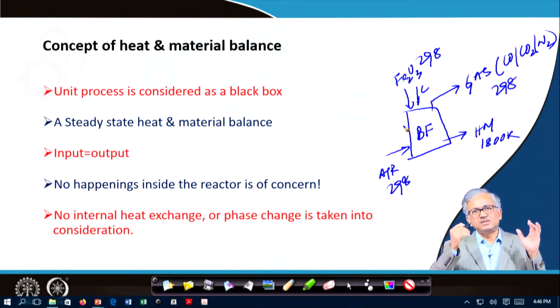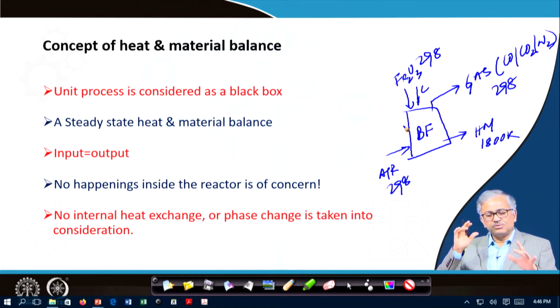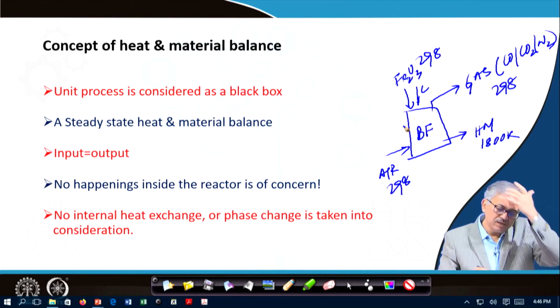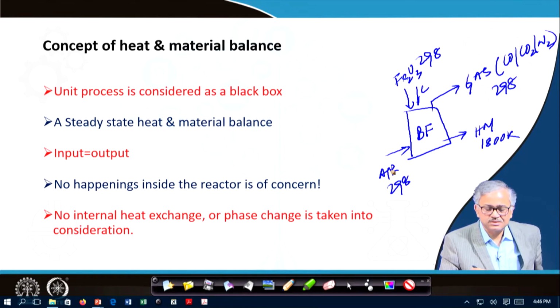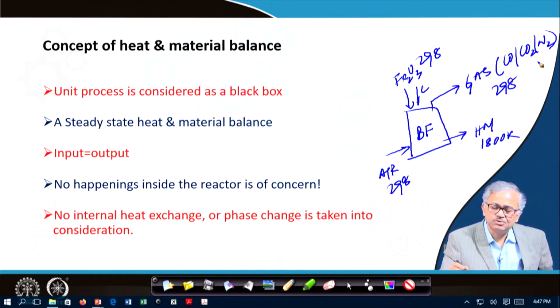So, let us consider this process. Now, it is the black box process. Your Fe2O3 is coming in at 298 K, carbon is coming in, let us consider 298. Air, for simplicity, let us consider it is also entering at 298. Hot metal is coming out at 1800 K, that is the high temperature, and the gas is coming out at 298, and the gas consists of CO, CO2, everything.